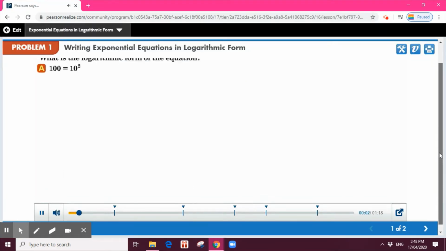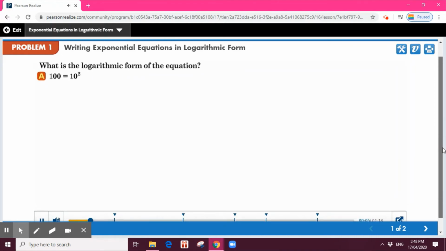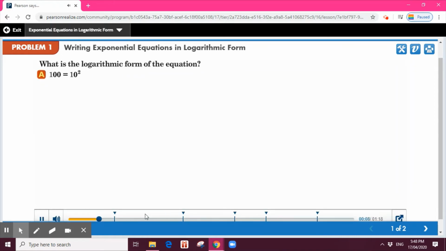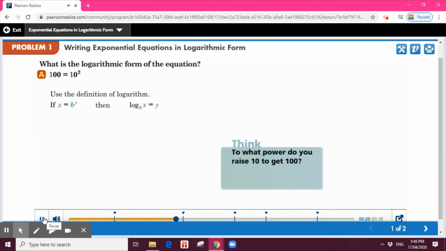In this problem, you will write exponential equations in logarithmic form. What is the logarithmic form of the equation? Part A, 100 equals 10 squared. Use the definition of logarithm. If x equals b to the y power, then log base b of x equals y. To what power do you raise 10 to get 100? 10 raised to the 2nd power equals 100. If 100 equals 10 squared, then log base 10 of 100 equals 2.